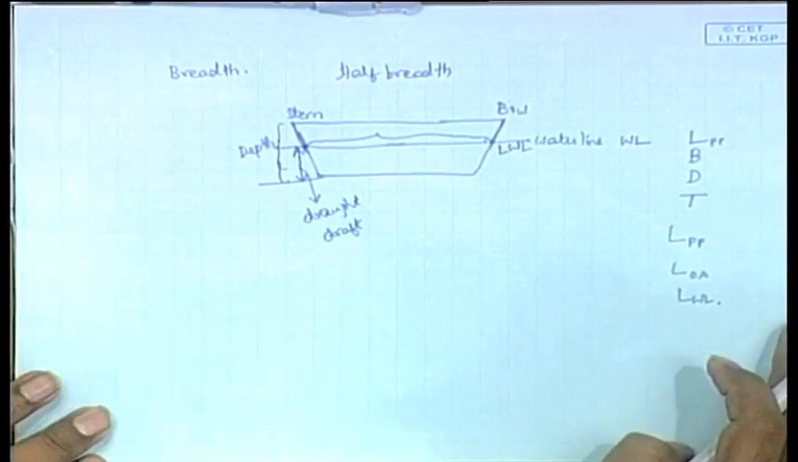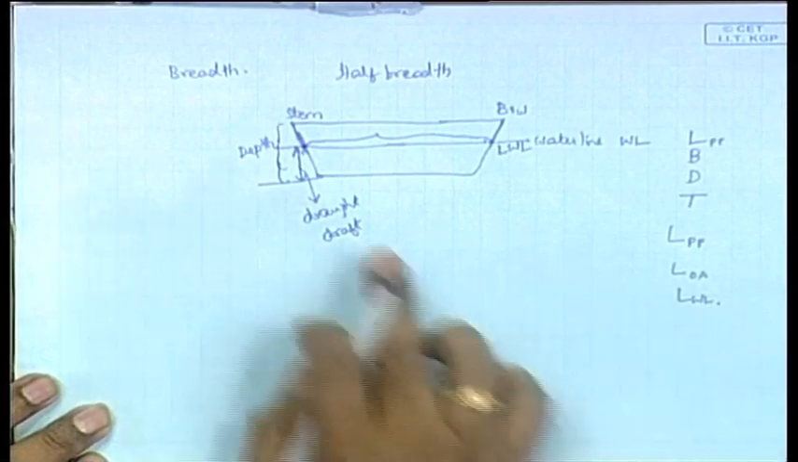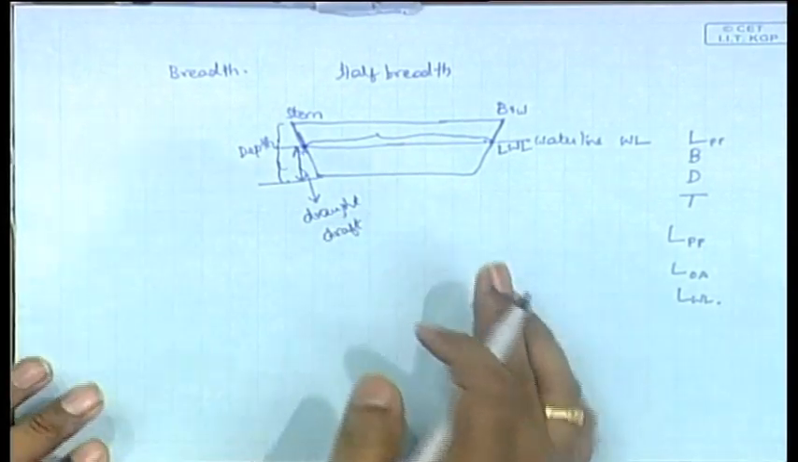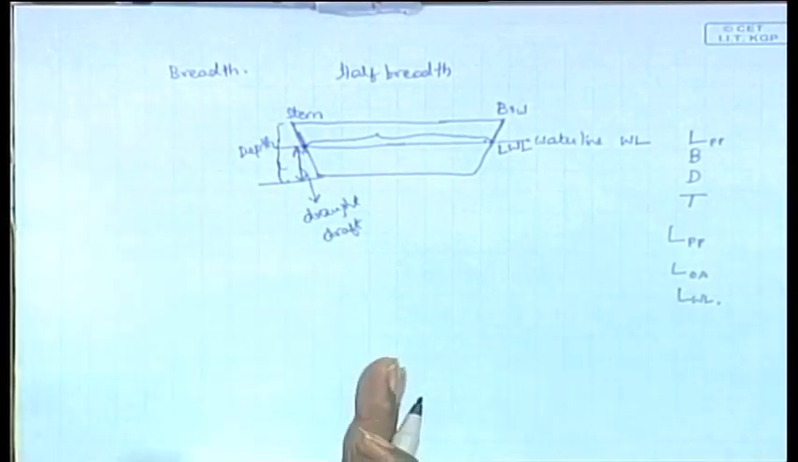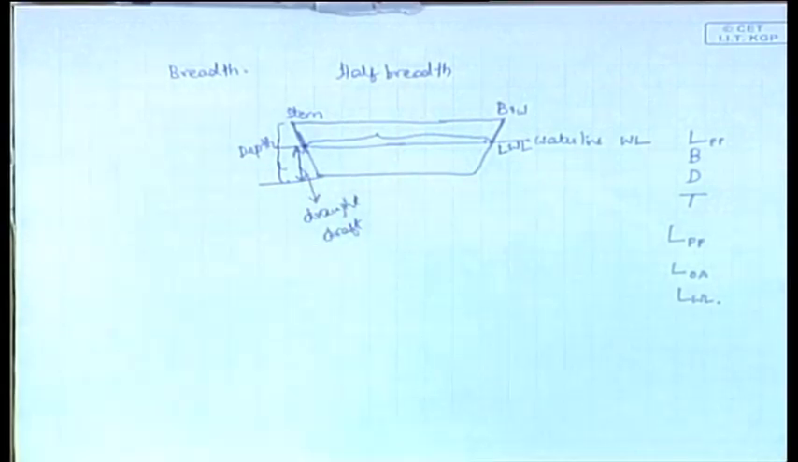Then another term, two things that are important. Suppose, as you can see this ship, this is the length of the ship as such, and this is, let us say, the center line. Now, if the ship is horizontal, we call it even keel.